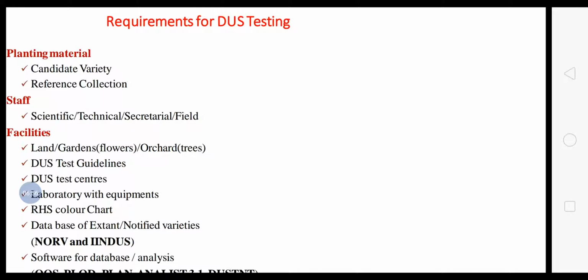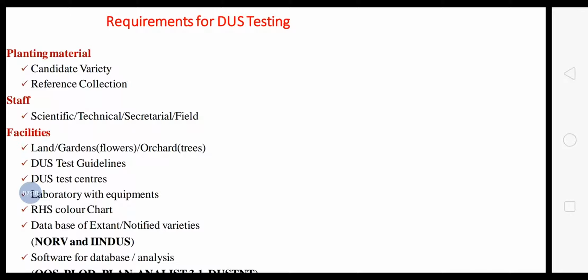Then reference collection. To compare the old varieties with the candidate variety, the old varieties are known as the reference collection. Many varieties will be there which have similar characters or belong to the same species as the candidate variety. Staff, scientific, technical, secretarial, and field staff are required, and they should be well qualified. Facilities like land and garden are needed. If essentially derived varieties are tested, or other characters apart from DUS testing, laboratory conditions are also required, but as such for DUS testing laboratory tests are not taken. Only 1 year of testing in 2 locations is sufficient for normal DUS testing for varietal registration.